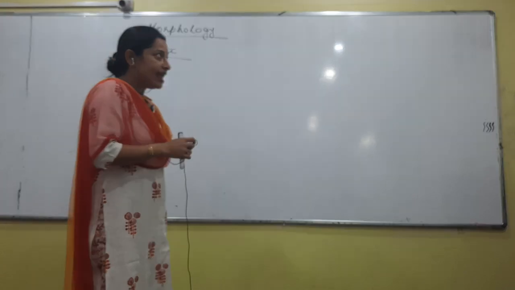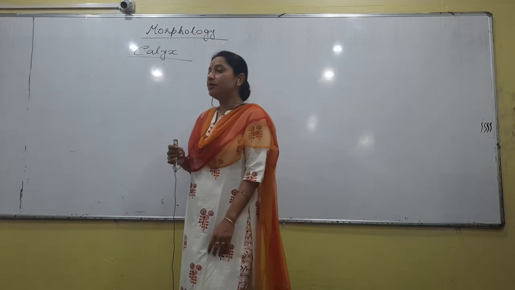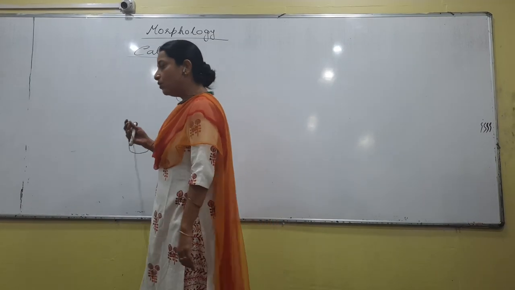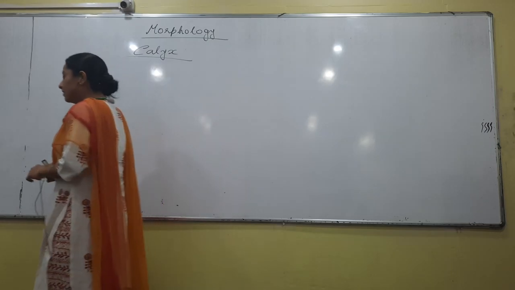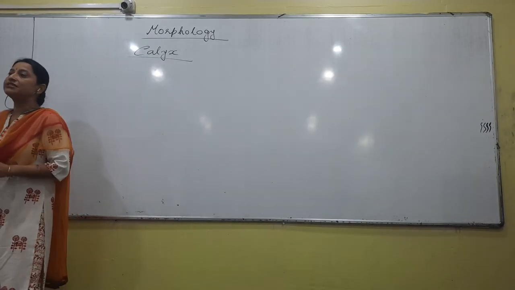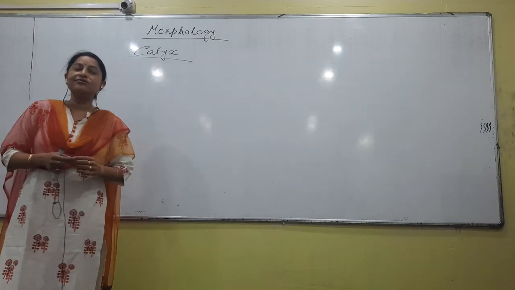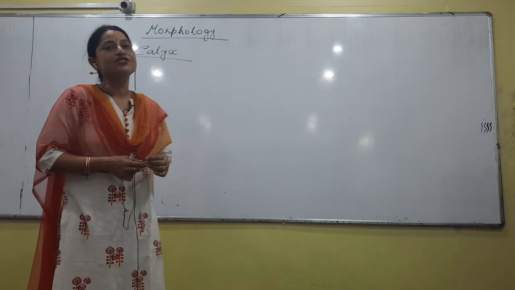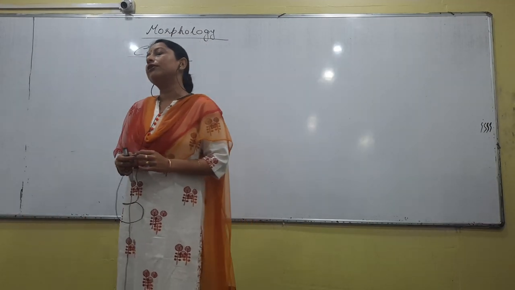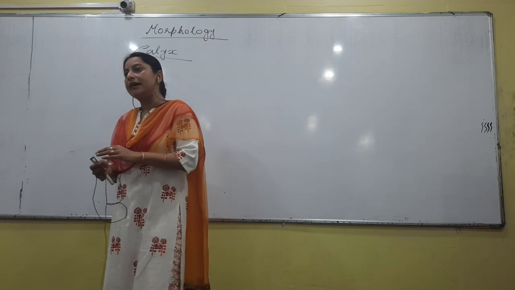Next is something called persistent calyx. We know whenever we are talking about the flower, since the essential holes are most important as far as reproduction and fertilization are concerned, the male part and the female part are the most important.